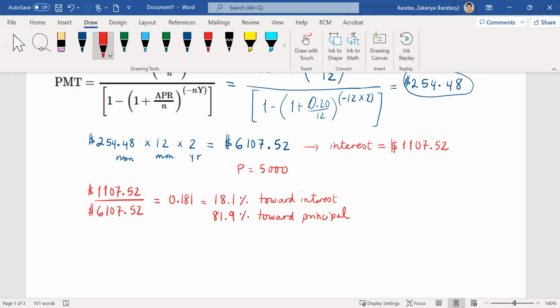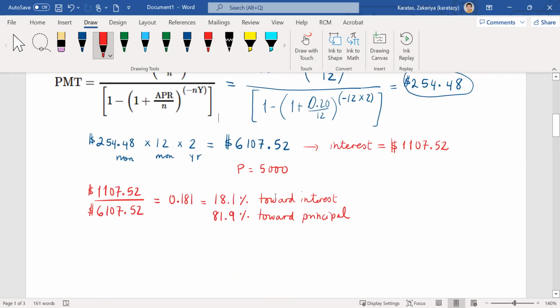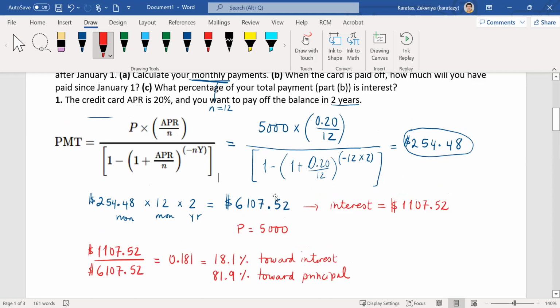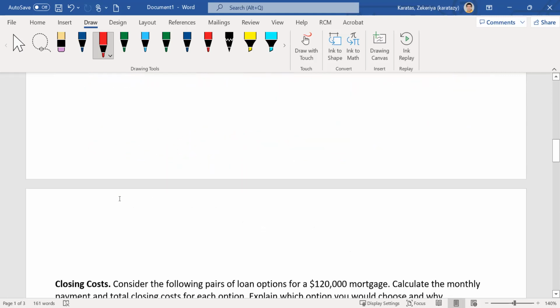This is exactly the same for all kinds of loan problems. Like if you take, let's say, 20,000 with 5%, this is exactly the same formula that you're going to use. So I hope this problem is clear. Now I'm going to move into the next problem.